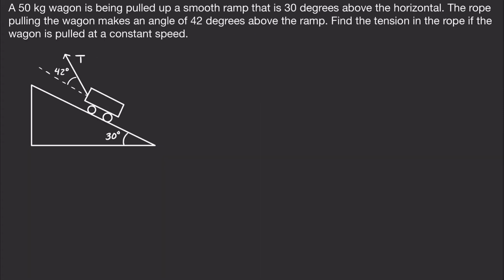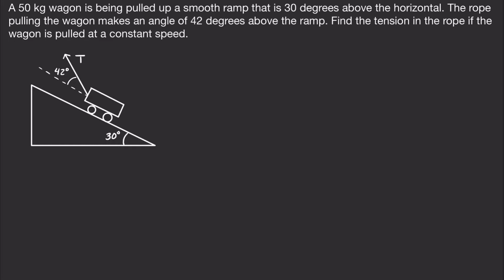In this problem, we have a 50 kilogram wagon that is being pulled up a smooth ramp that is 30 degrees above the horizontal. The rope pulling the wagon makes an angle of 42 degrees above the ramp, and we want to find the tension in the rope if the wagon is pulled at a constant speed.